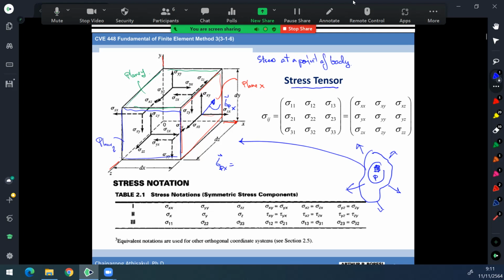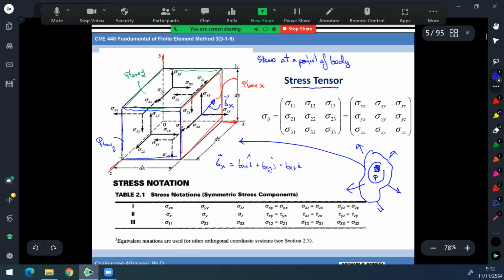So we call this sigma x. The first subscript means the plane. So the stress vector along plane x, sigma x vector, is composed of three components: sigma xx i, plus sigma xy j, plus sigma xz k.